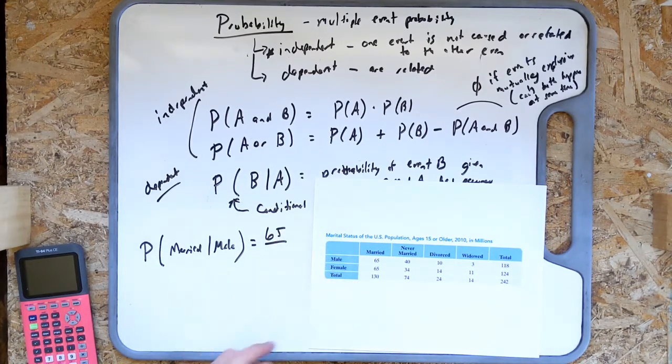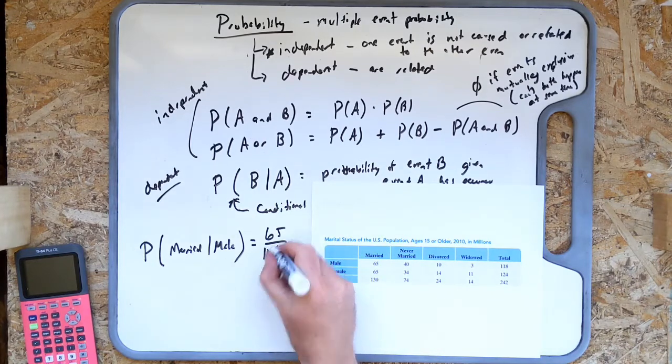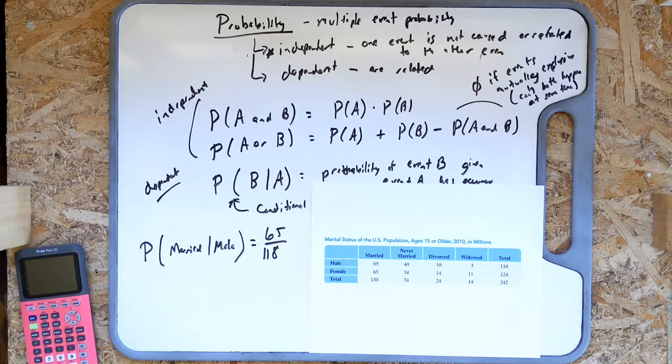The total is not 242, it's 118, because it's given that you're male. So 65 out of 118. Again, that's conditional probability. We're assuming you're male, that's your first event. Then what is the probability that you're married? So 65 out of 118, not 65 out of 242.